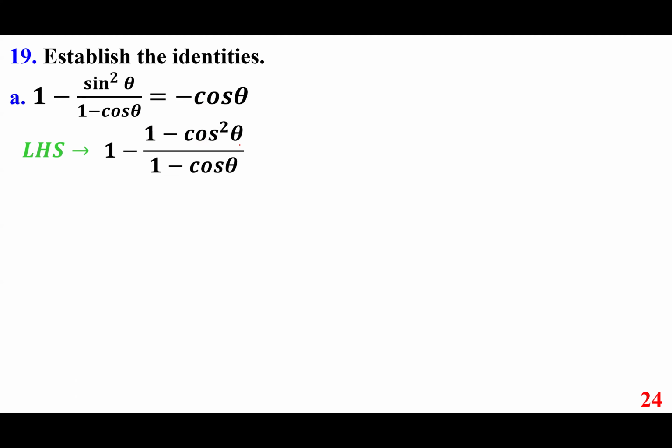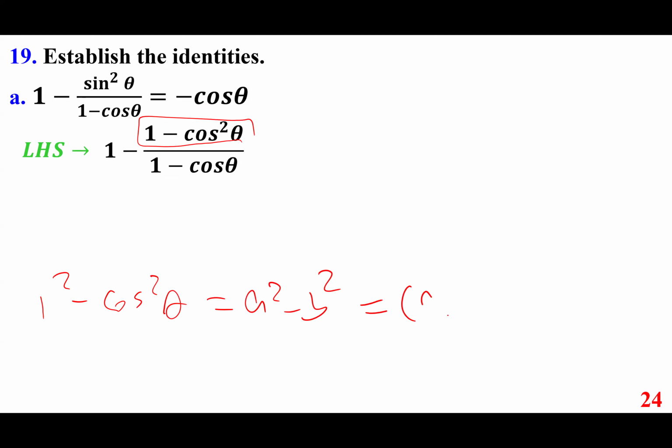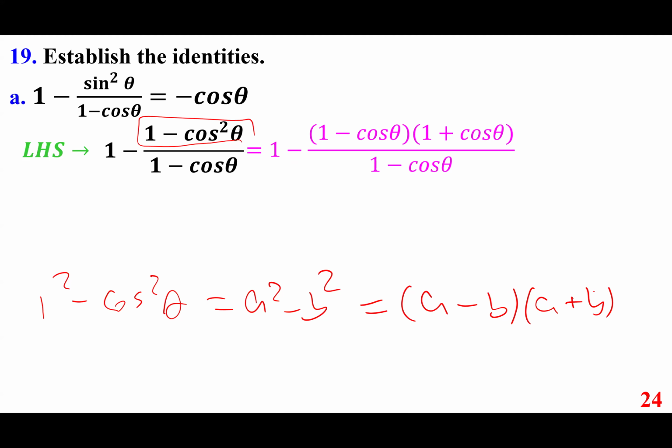Let me just write the numerator. 1 squared minus cosine squared, which is a squared minus b squared, which is (a minus b)(a plus b). Okay, so that's what we do. Let me use a different color. These two cancel each other, so the numerator is only 1 plus cosine theta. So you get 1 minus cosine theta, and that's negative cosine theta. This is if you wanted to use the factoring.